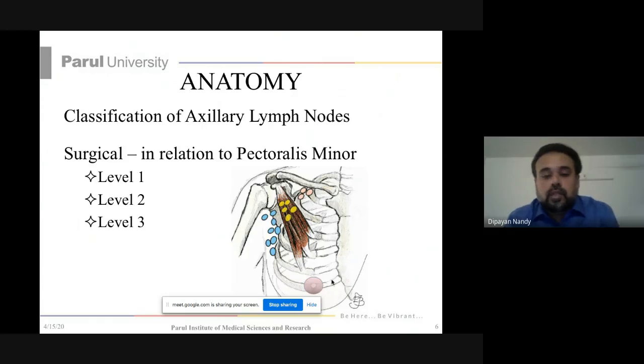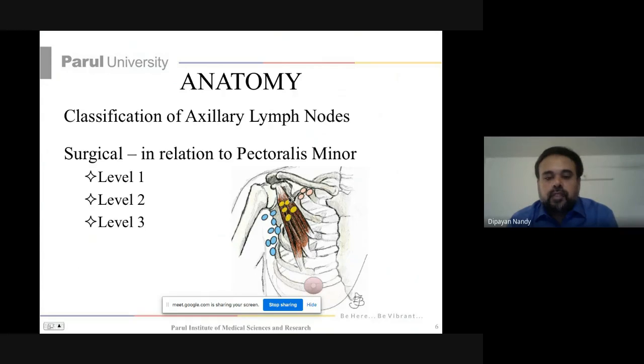So, level 1 are the lymph nodes which are lateral to the pectoralis minor muscle. Level 2 are those which are directly below the muscle, and level 3 are the ones which are medial or above the muscle.